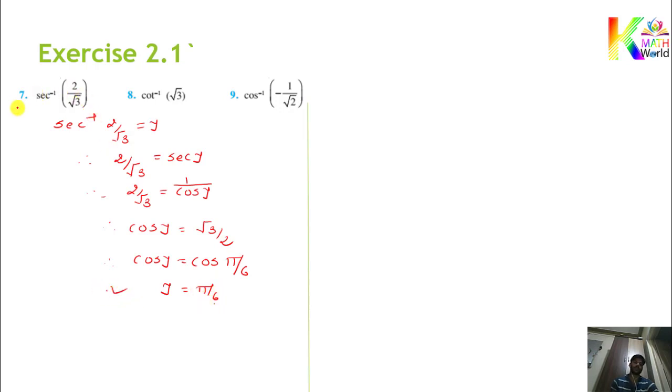What is the answer of this one, that you got for 2 by root 3? Again, suppose you want to write the answer directly, then this is a positive value and a second group function, so obviously we write from the first quadrant. So the value of 2 by root 3 in terms of sec: cos 30 is root 3 by 2, then sec 30 will be 2 by root 3. 30 means pi by 6. That is your answer. Okay, so in this way you can show the steps and you can also directly write the value.